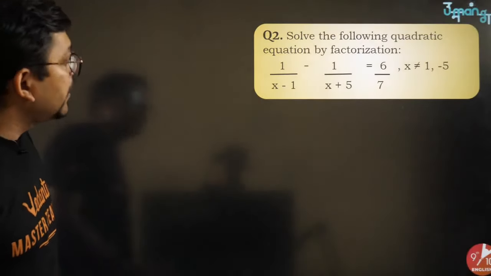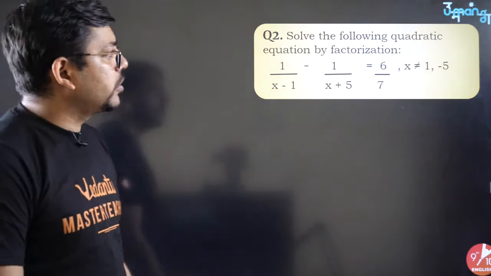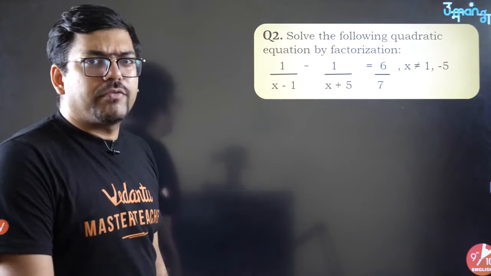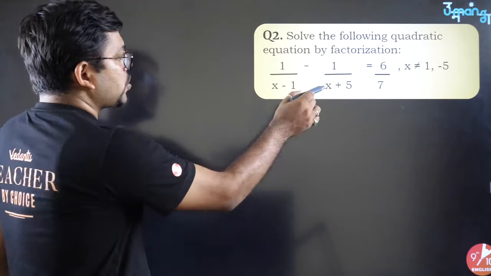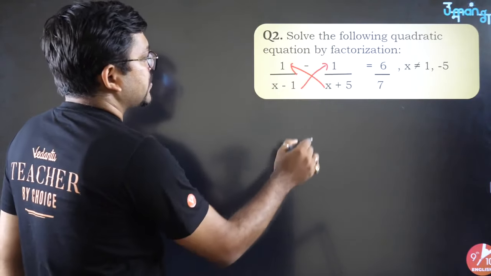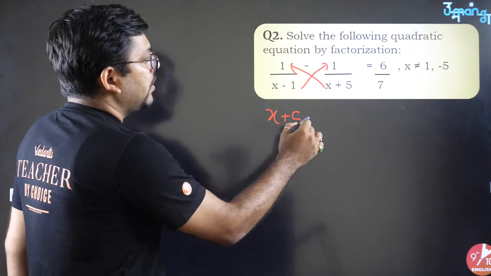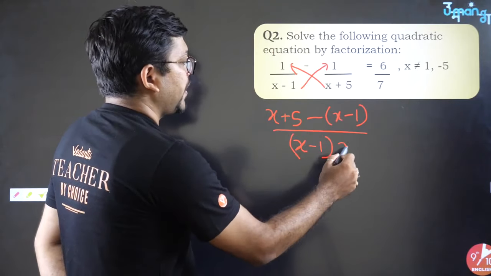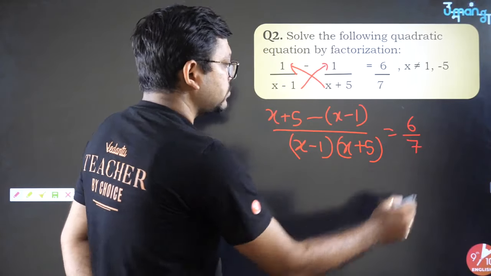Here's the next. The next question talks about something that is given. You have to first of all make an equation, then factorize it, and then get the 0. When I'll be solving it, I'll be sending this to this side. So I will be getting x plus 5 minus x minus 1, I'll take it into bracket, divided by x minus 1 into x plus 5, is equal to 6 by 7.